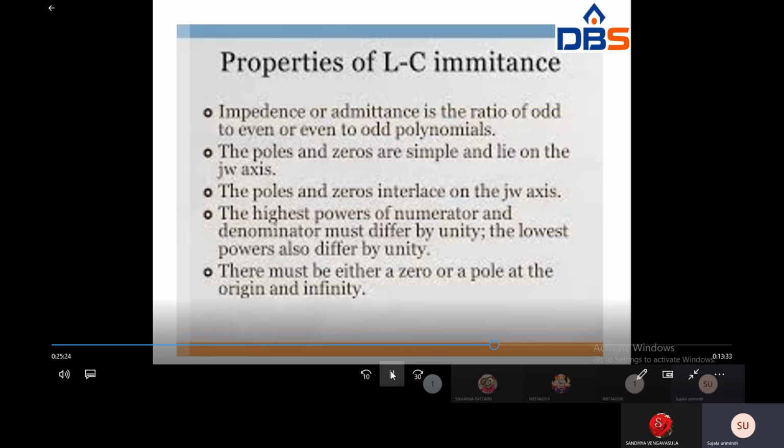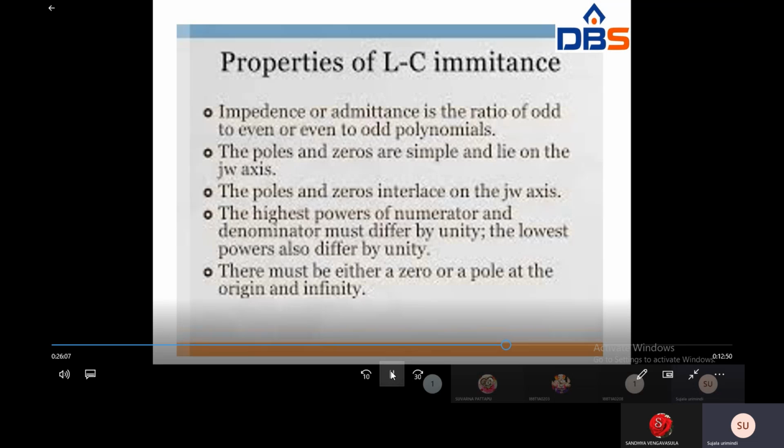Poles and zeros interlace on the imaginary axis, j omega. That means one is pole, one is zero, one is pole, one is zero. The highest power of numerator and denominator must differ by unity, and the lowest power also differs by unity. Suppose the numerator is s to the power 4 and the denominator's highest power is s cubed; the difference is 1. Like that, the numerator and denominator powers must differ by unity. There must be either a zero or a pole at the origin. That is called an LC impedance network.